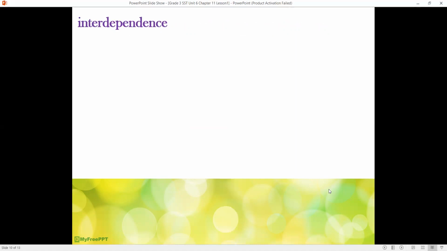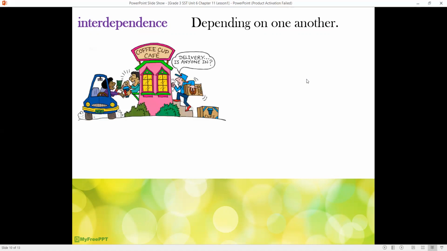Next word is interdependence. What do you mean by interdependence? Depending on one another. And in this picture, okay, let's see this first picture. You see a coffee, a cup of coffee at a cafe, right? Now, what is it? A delivery person comes over here to deliver the thing. He is selling his thing. So this man is dependent on him to sell this product. He makes a product. He is dependent on this person to buy the product. Can you understand? Depending on one another.